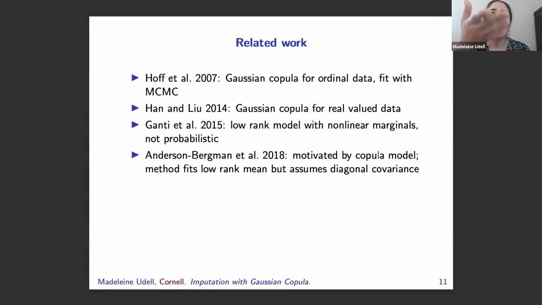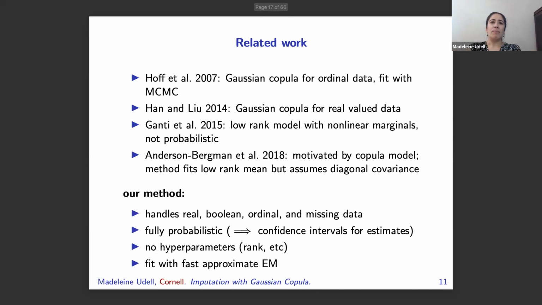Okay, and then the second work is called XPCA by Anderson, Bergman and Kolda. They were also motivated by a copula model, but they do something weird to it. They actually fit a low rank mean to the model, but assume a diagonal covariance, so it gets rid of the correlational structure, which is the most important thing about a copula. Okay, so our method, what does it do?